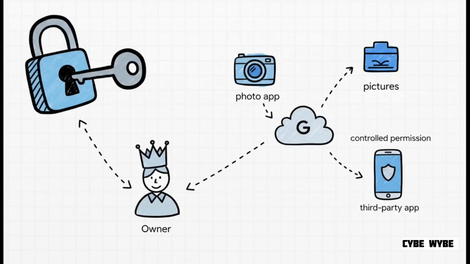So here's the official definition. And the two most important words on this slide are delegated authorization. All that really means is that you, the owner of the data, are delegating permission. You're the boss. You're telling Google, hey, this photo app, yeah, they're cool. It's fine for them to see my pictures, but only my pictures. Nothing else. You're in charge.